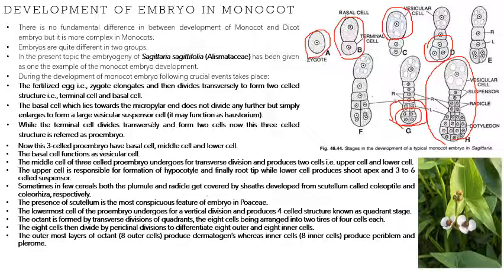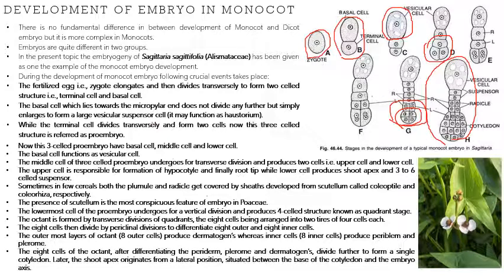The outermost layer of the octant, the 8 outer cells, produces the dermatogen, whereas the inner 8 cells produce the periblem and plerome. The 8 cells of the octant, after differentiating the periblem, plerome and dermatogen, divide further to form a single cotyledon. Later, the shoot apex originates from a lateral position situated between the base of the cotyledon and the embryo axis.